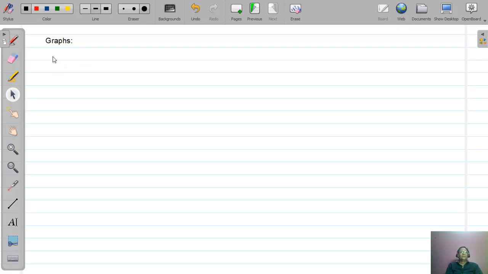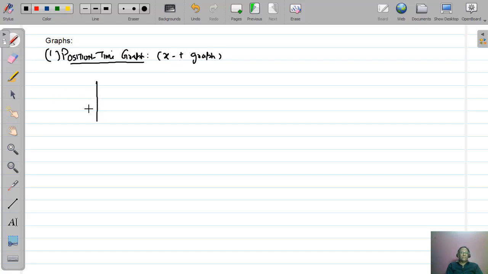In graphs, we first take the position time graph. That is for rectilinear motion, that is one dimensional motion, we are referring to the x-t graph. X is the position and t is the time. So graphs may be of different shapes. Here we are taking some samples.